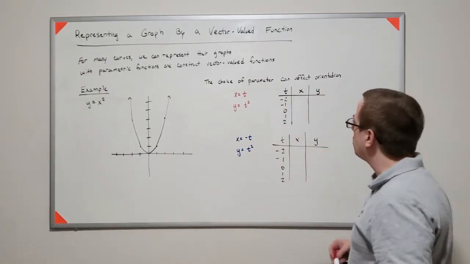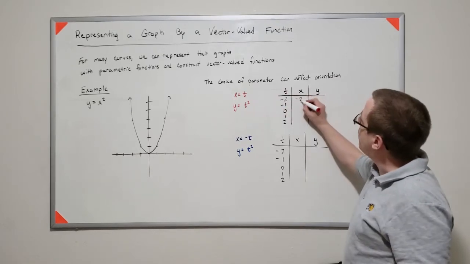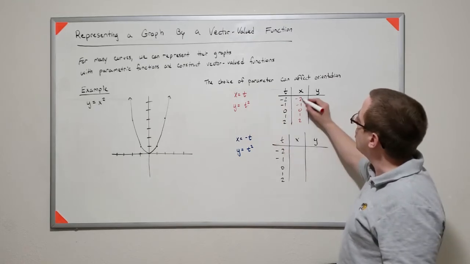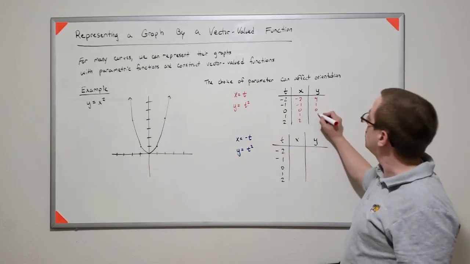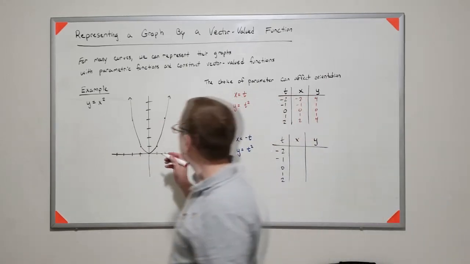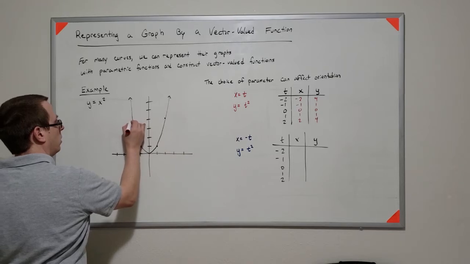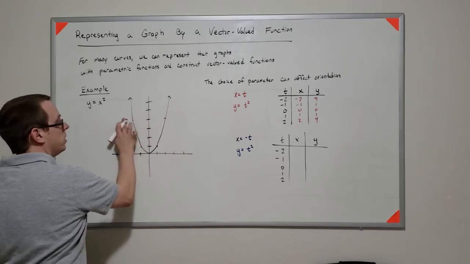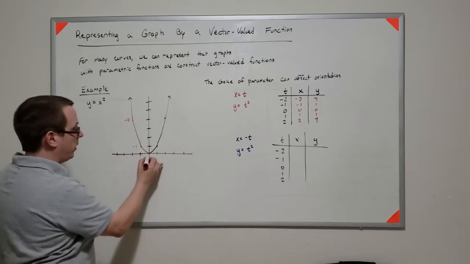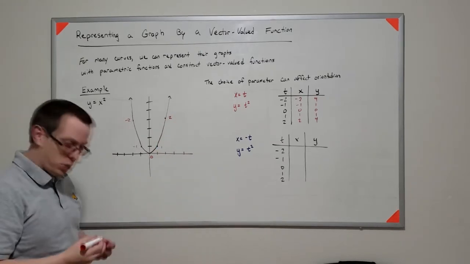So let's run through the values here. And this is what you should normally expect. If x is equal to t, then each value is t. But if y is t squared, then we square these values. And so we get these ordered pairs. We get -2, +4. So this is t equals -2, t equals -1, t equals 0, t equals 1, and t equals 2.